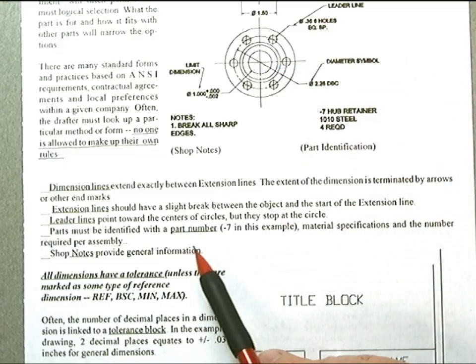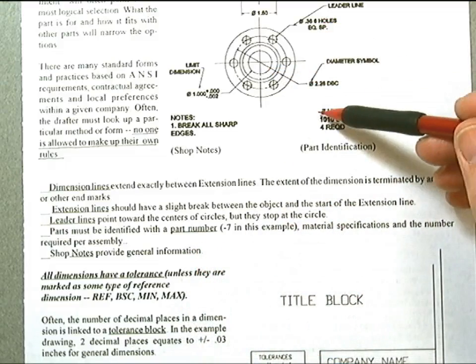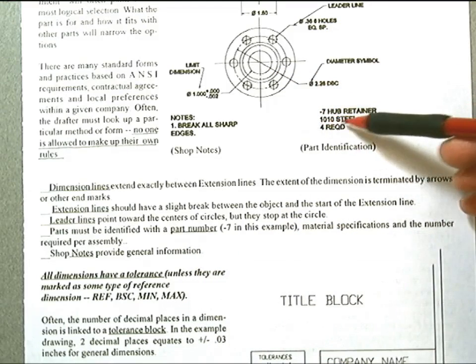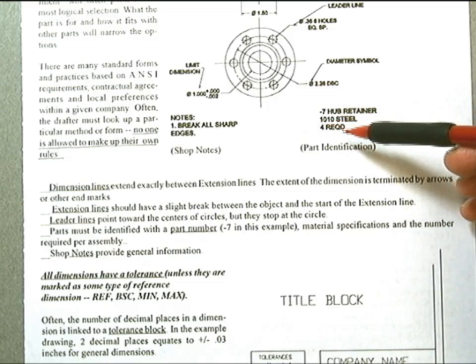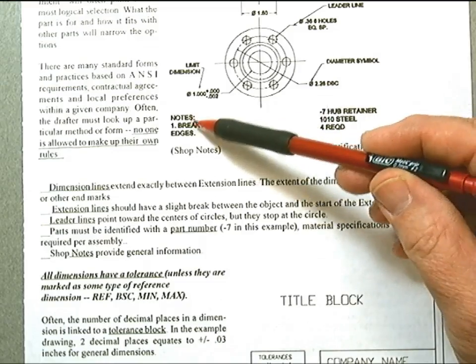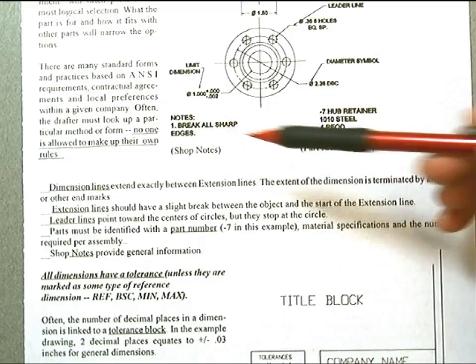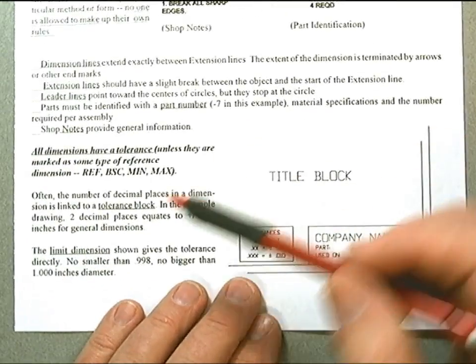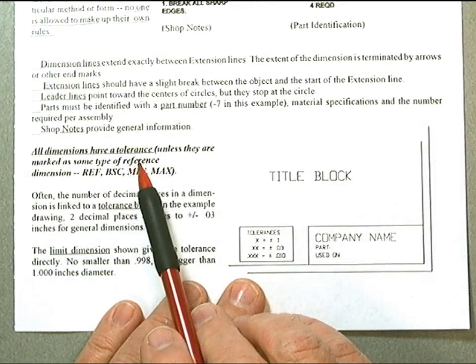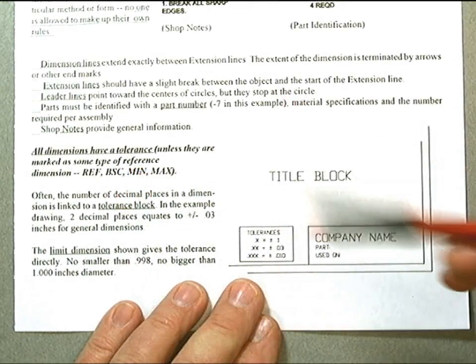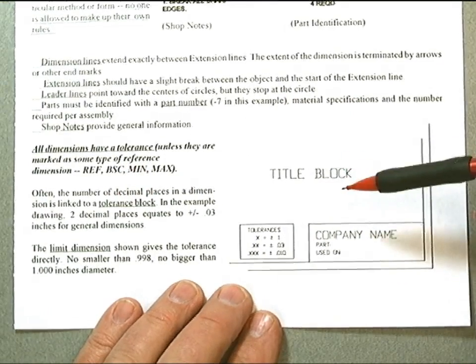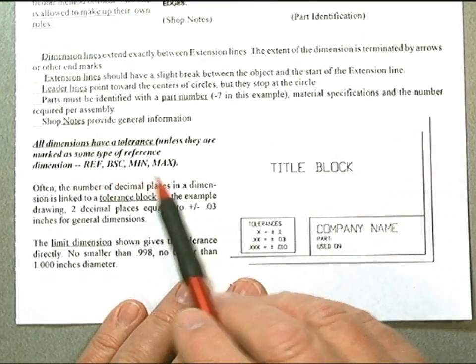Parts are identified with a part number, kind of an odd number, but it's -7, and then perhaps a note that tells what it's made of and how many are required. Some shop notes might be included telling an operation that needs to be performed. All dimensions on a drawing have some kind of tolerance unless they're marked with some type of reference. That would be reference or basic, minimum or maximum.